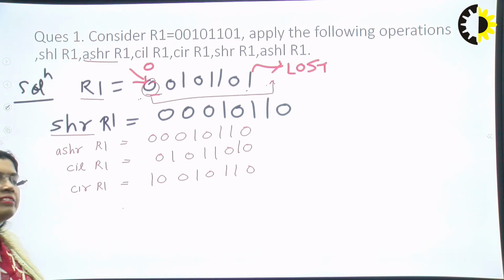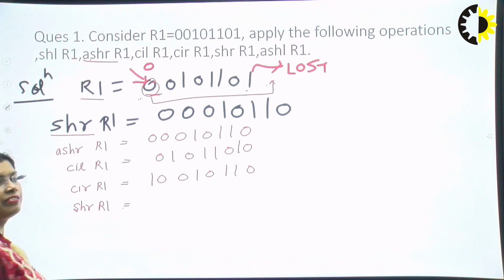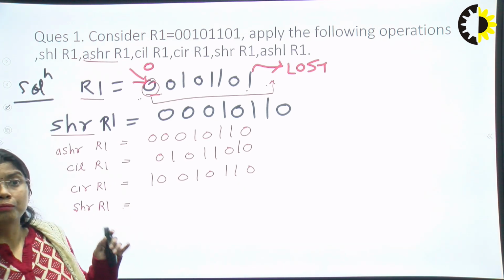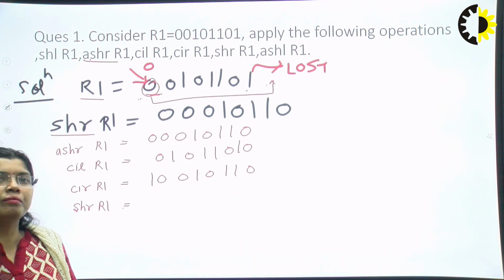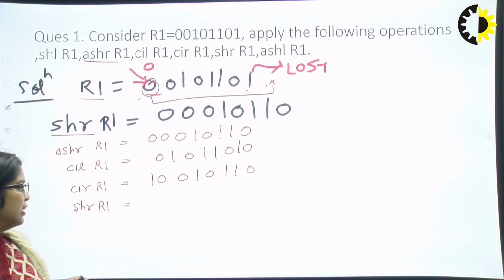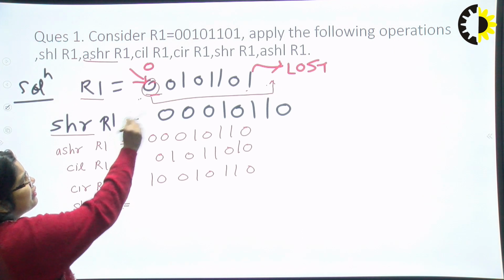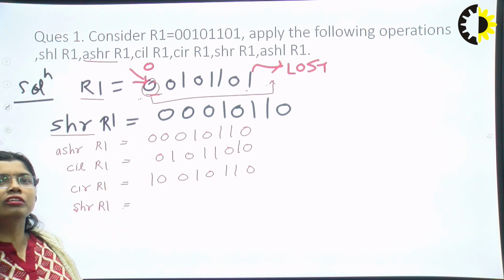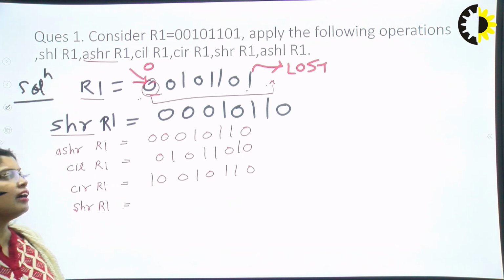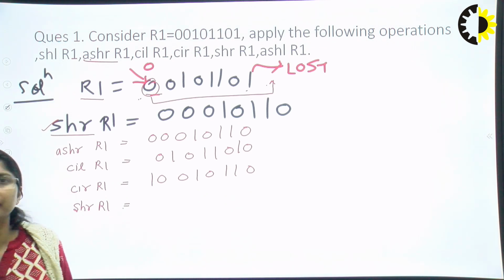Next is SHR R1, shift right R1. In the shift right, whatever register is given, all these operations are performed in R1. So SHR R1 is logical shift right, and there is also logical shift left. SHR R1, which we are already considering here, gives 000 10 110.